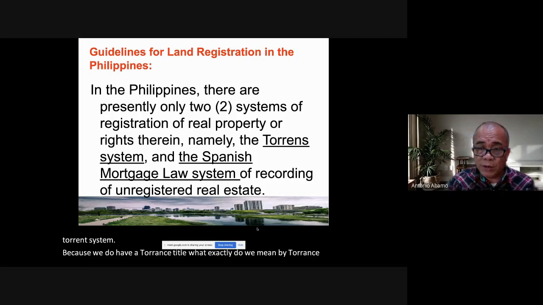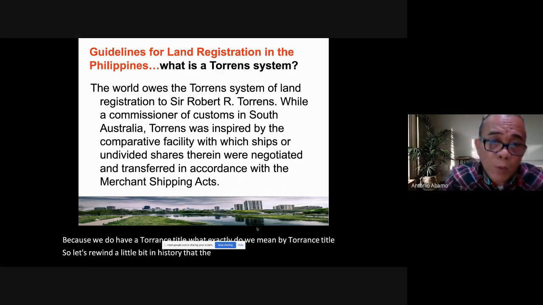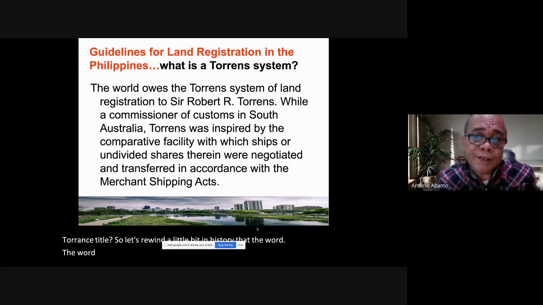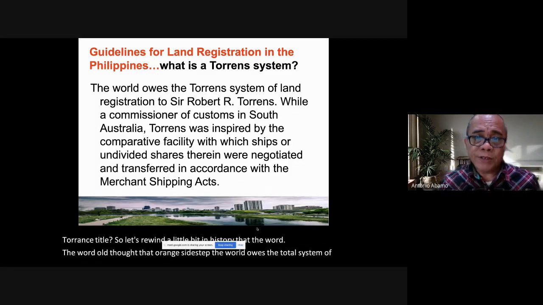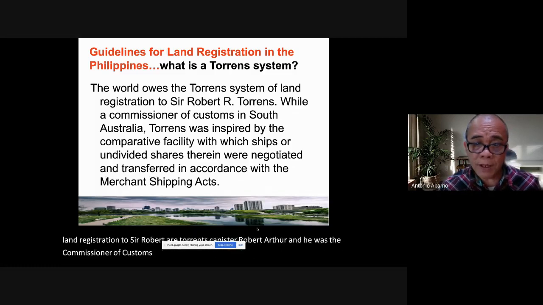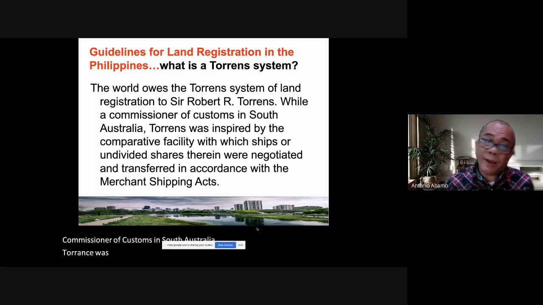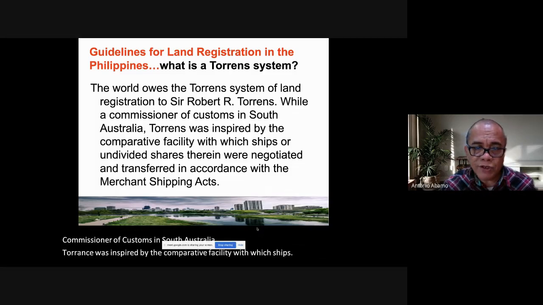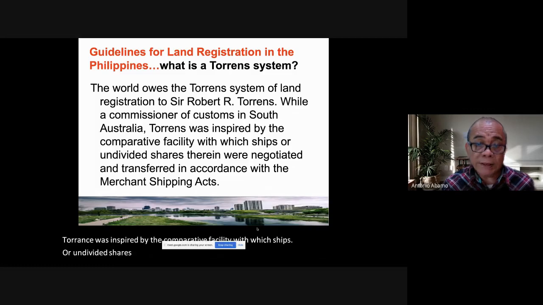So let's rewind a little bit in history. The world owes the Torrens system of land registration to Sir Robert R. Torrens. He was the Commissioner of Customs in South Australia. Torrens was inspired by the comparative facility with which ships or undivided shares therein were negotiated and transferred in accordance with the Merchant Shipping Acts.